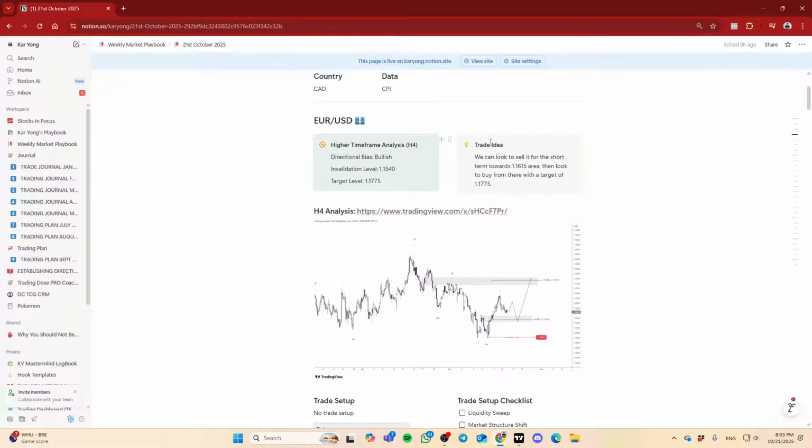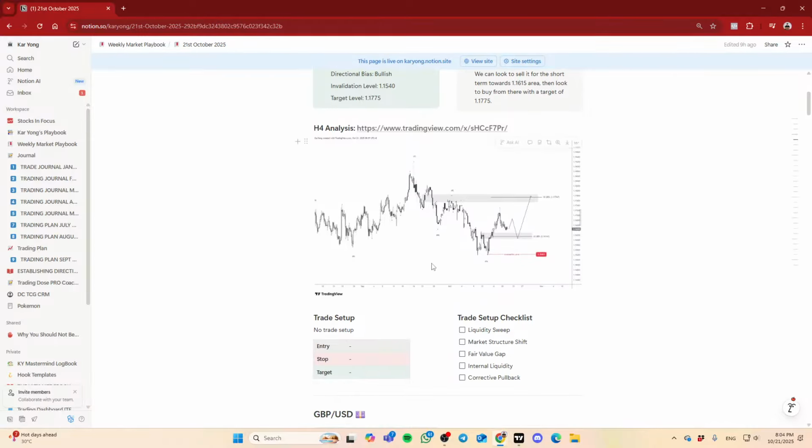On the right is where you look at the trade ideas, sharing with you my thoughts and what I'm looking at. In this example, in euro dollar, you can see the trade idea I put here. We look to sell it for the short term towards 1.1615, then we look to buy from there with a target of 1.1775. In essence, short term we can look to sell, and once it hits a certain area, which is our sell target, we can then flip direction and look for buys, which realigns back to the higher time frame.